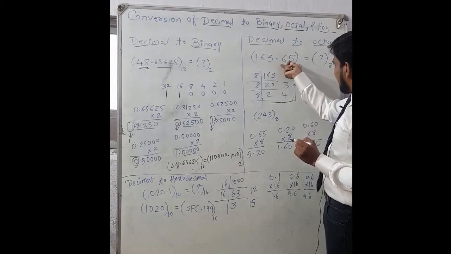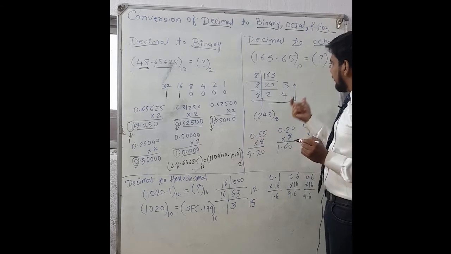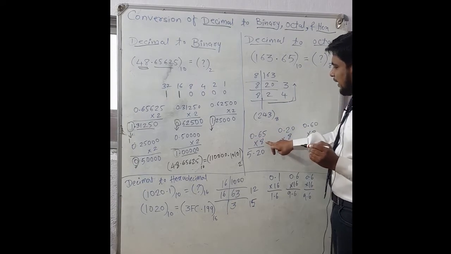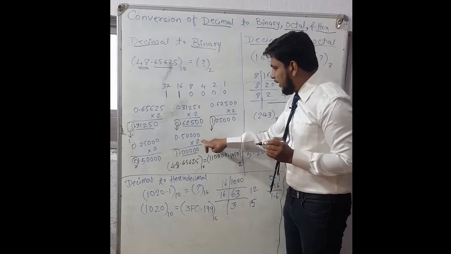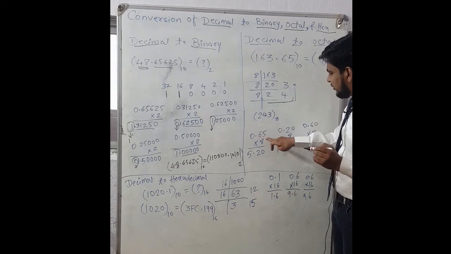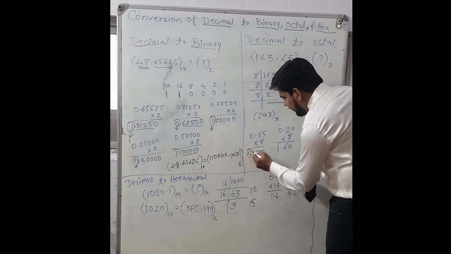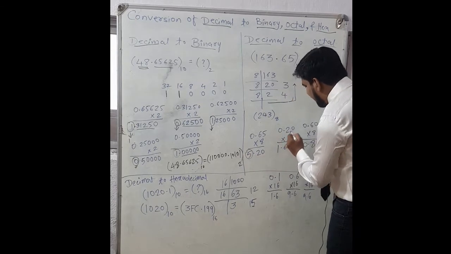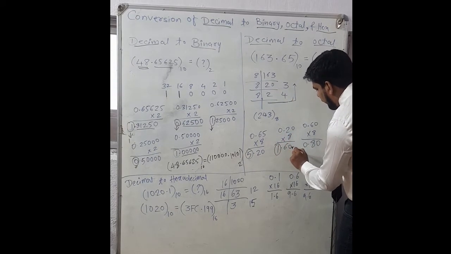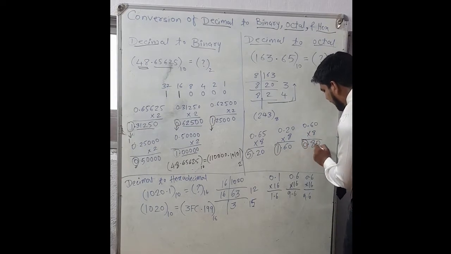Okay. Now the fractional part, again the same procedure, we take 0.65. To convert 0.65 into octal form, multiply by 8. As we multiply by 2 for binary, for octal we have to multiply by 8. So 0.65 multiplied by 8 gives 5.20. So 5 is separated, and 0.20 is again multiplied by 8. It is 1.60. So 1 is separated, and 0.60 is again multiplied by 8. So we get 4.80.